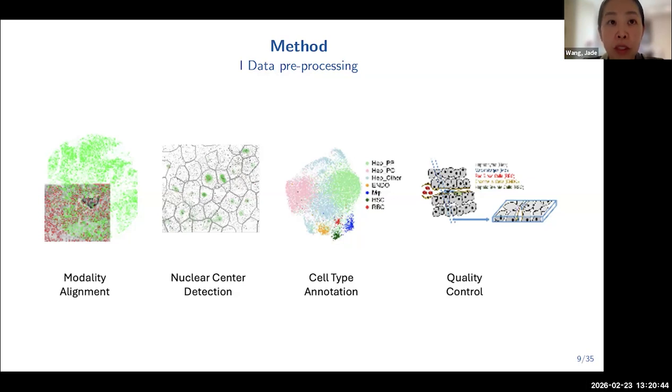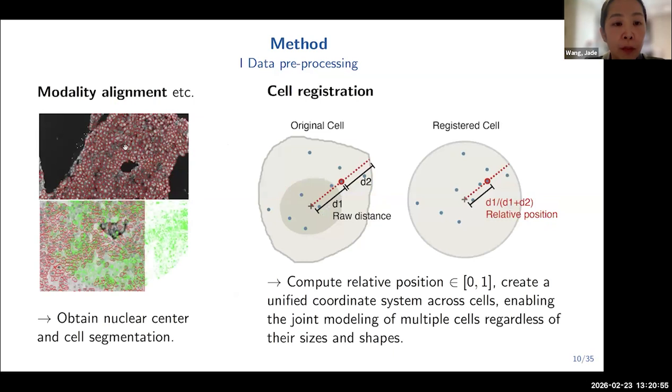Here, cells from the same cell type can be an option. And we did some quality control to remove the cells with bad cell segmentation or genes with low quality. So that's the first stage, data preprocessing. It includes modality alignment, etc. The goal of this step is really to obtain the nuclear center information and the cell segmentation information. So those are the outputs that we will use for the downstream steps from this stage.